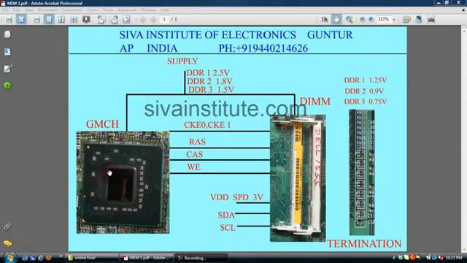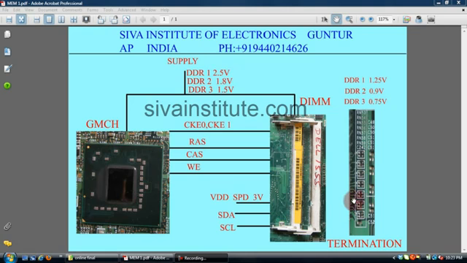This is GMCH or MCH or North Bridge. GMCH means Graphic Memory Control Hub. MCH means Memory Control Hub or North Bridge. This is the DIMM slot. This is the laptop DIMM slot.